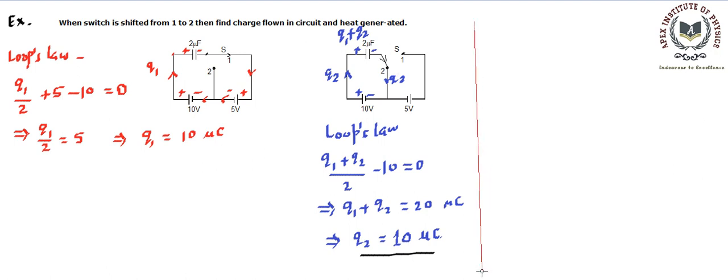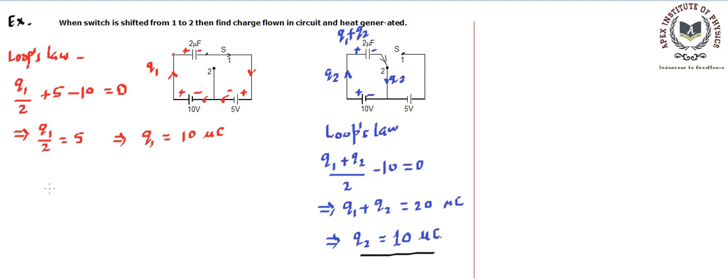The next part asks about the amount of heat that has been generated in this particular shift. So how do we get the amount of heat? For that we need to see what the players involving heat are. Now initially this system carried a certain amount of energy in the form of potential energy. So that's the initial energy. We can find what the initial energy was.